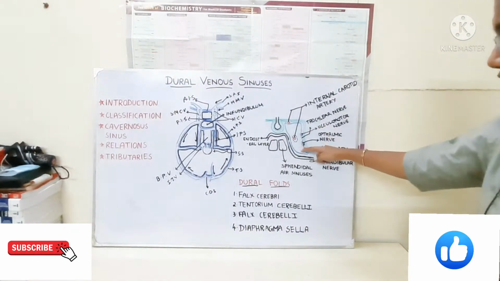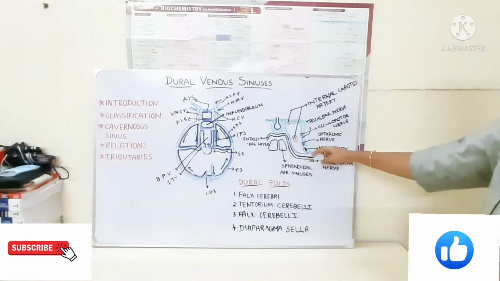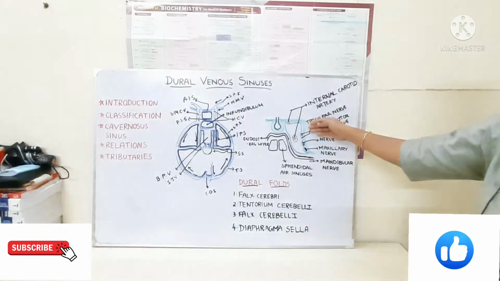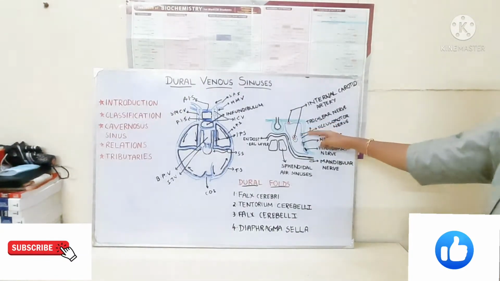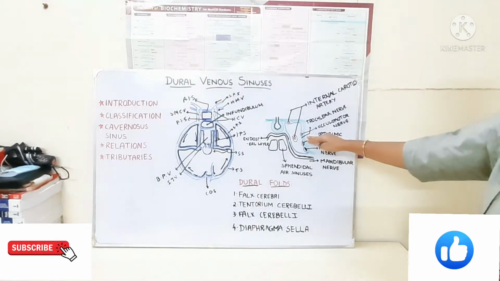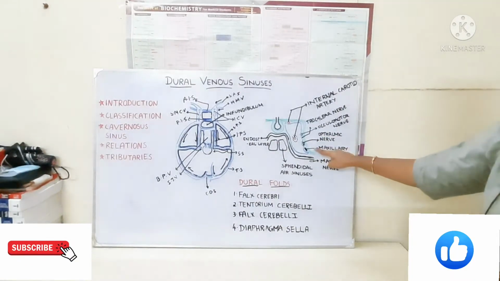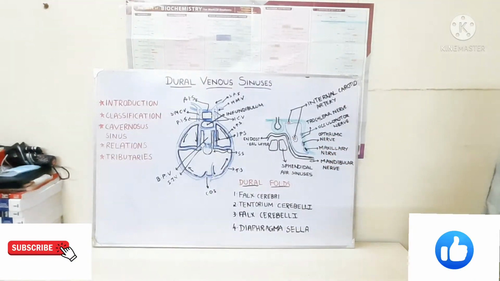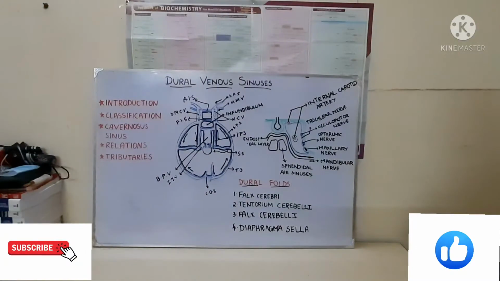Now in the lateral wall of the cavernous sinus you can see some structures. I'll name the structures from above downwards. First is the oculomotor nerve, the third cranial nerve. The second one below it is the trochlear nerve, the fourth cranial nerve. Below it is the ophthalmic nerve and the maxillary nerve, and below the maxillary nerve the trigeminal ganglion will be present.